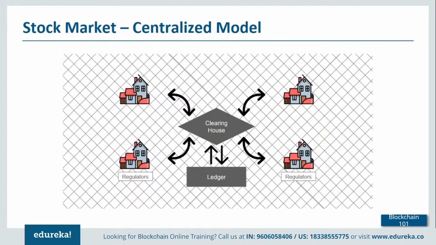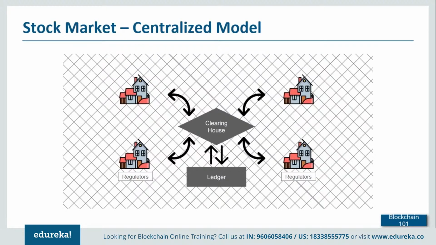Now, the major issue with respect to the current system, let's take the first issue itself. There are mainly two problems here. The first is the regulator, that is the person who manages all this, and then you have the clearing house. Now, every stock exchange, let's say NIFTY or Sensex, has its own clearing house.